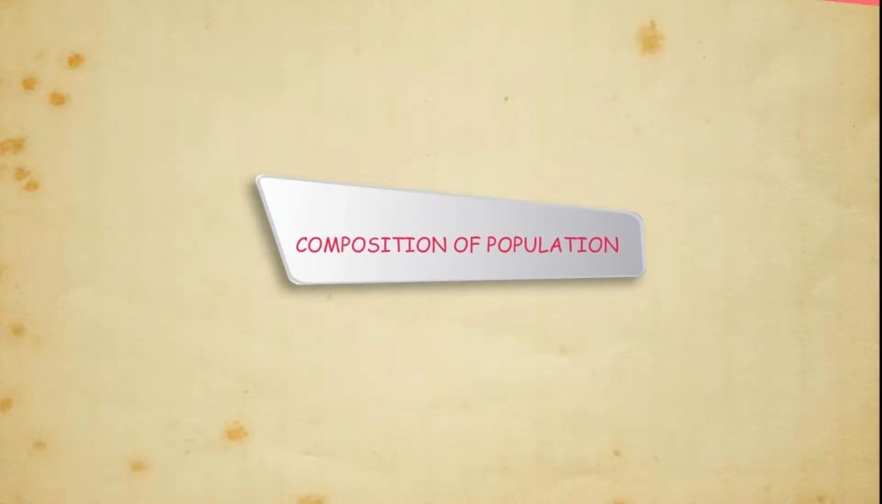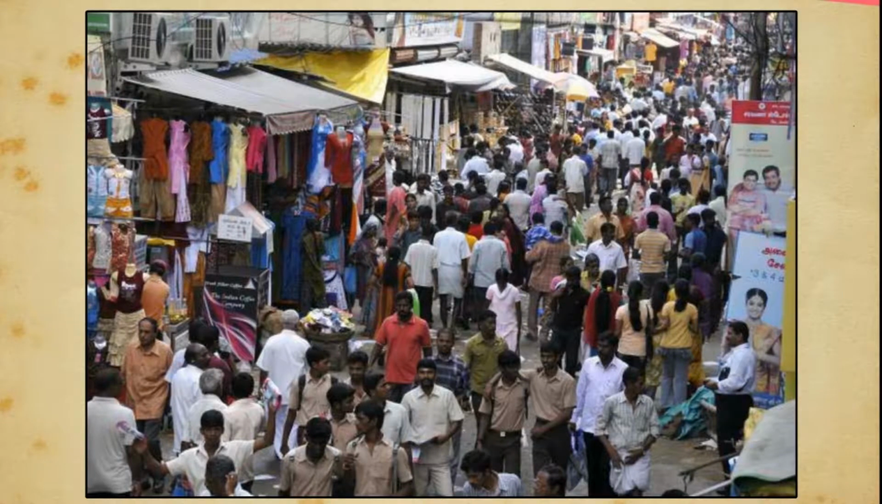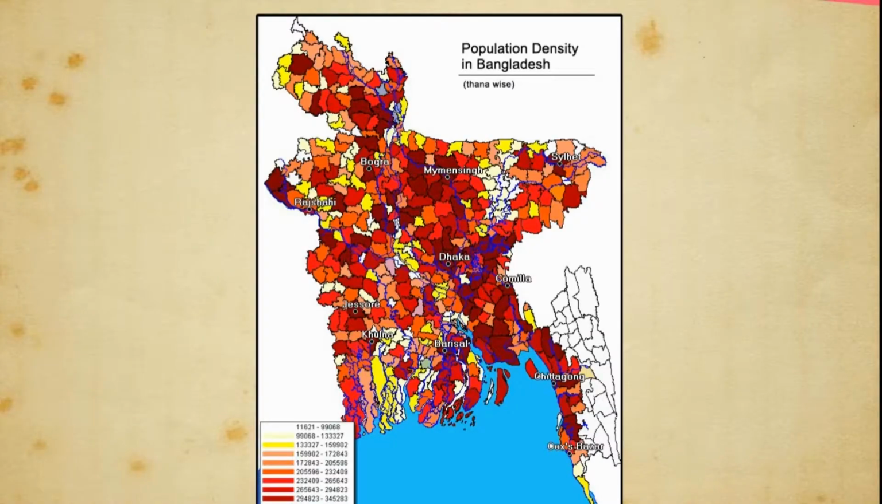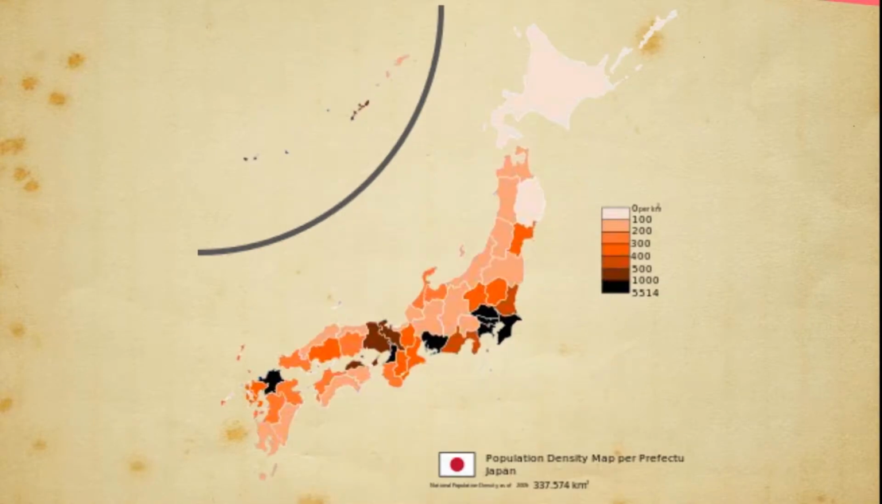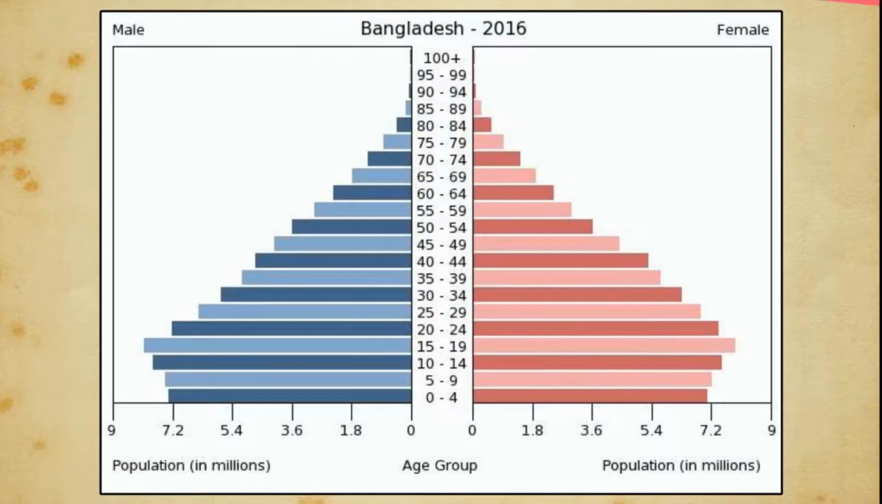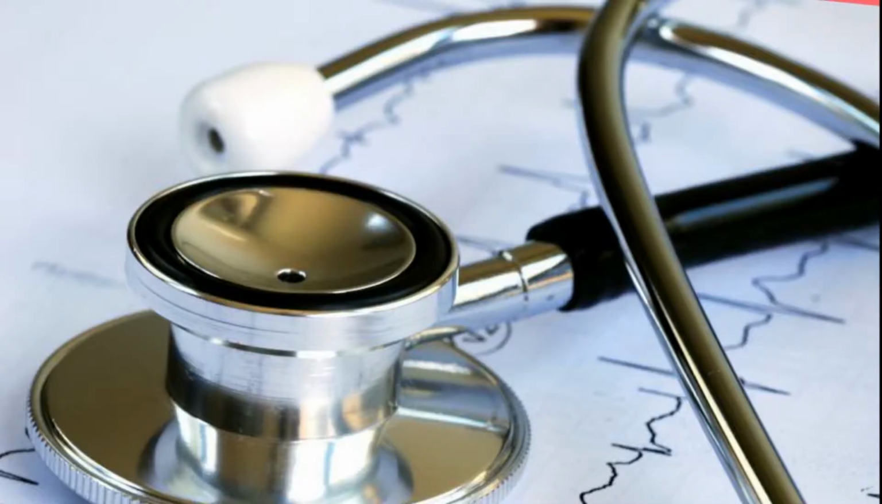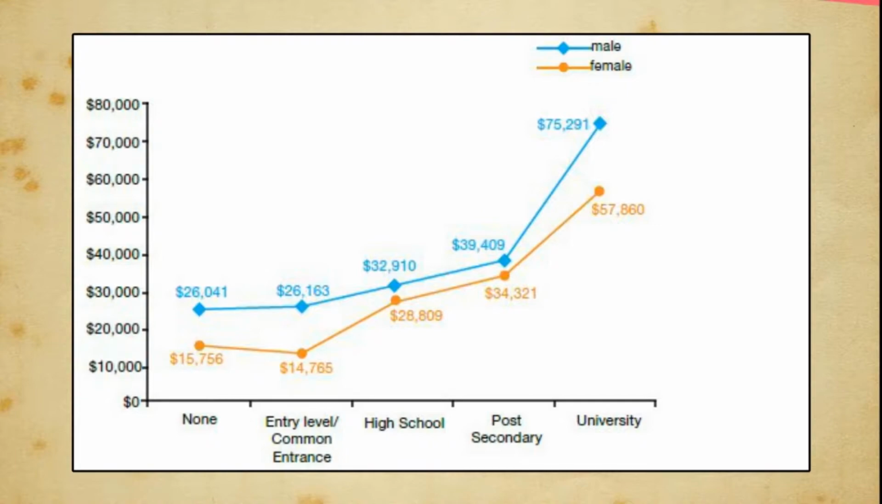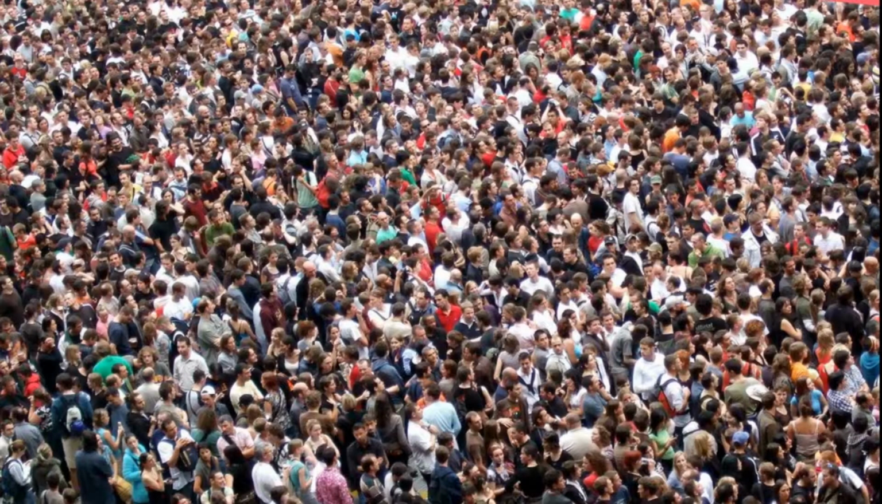Composition of population. The size of population has little to do with its level of economic development. For example, both Bangladesh and Japan are very densely populated, but Japan is far more economically developed than Bangladesh. This is an important factor in understanding the resource value of population. People vary greatly in their age, sex, literacy level, health condition, occupation and income level. It is necessary to understand these characteristics of people.